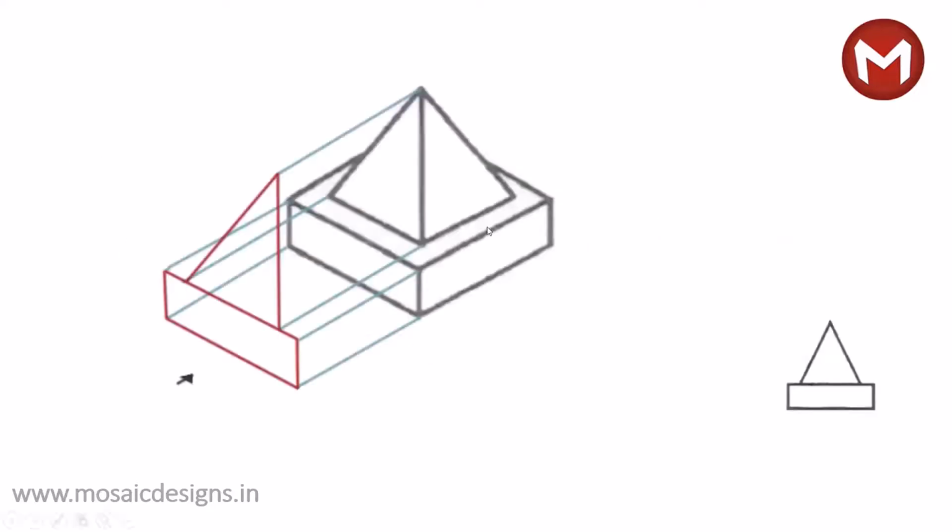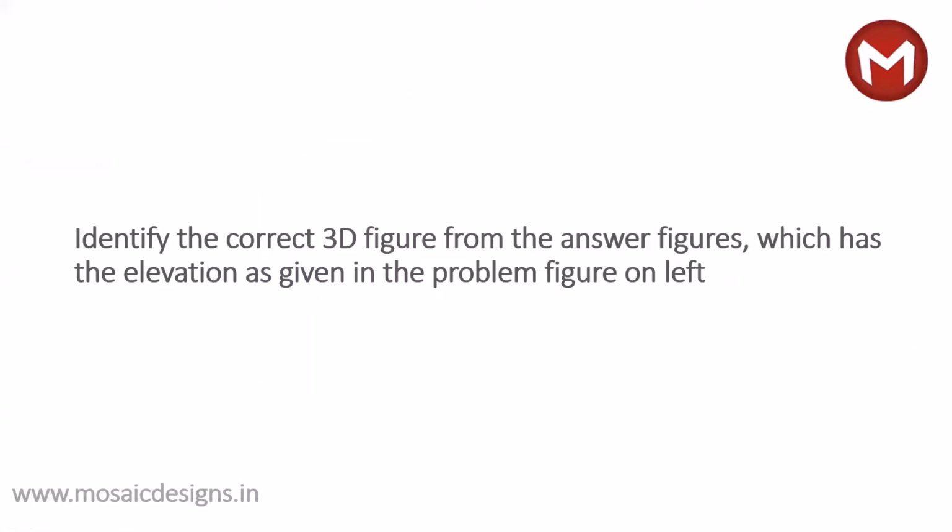Till then, you can go by this method. You can start drawing the projections with the help of a pencil and paper, and then you can get the elevation over here, and then you can match it with the correct elevation. Now, the second question is similar to the one that we have solved above.